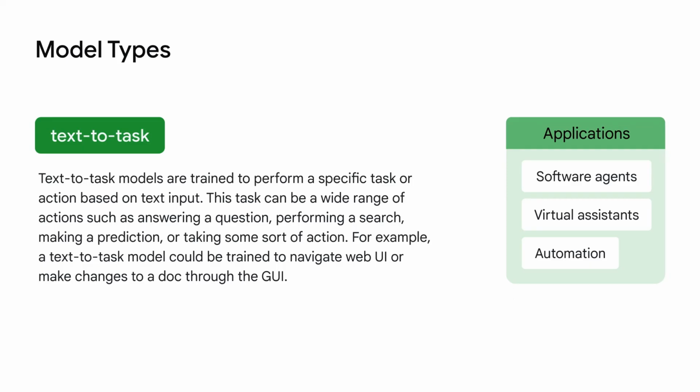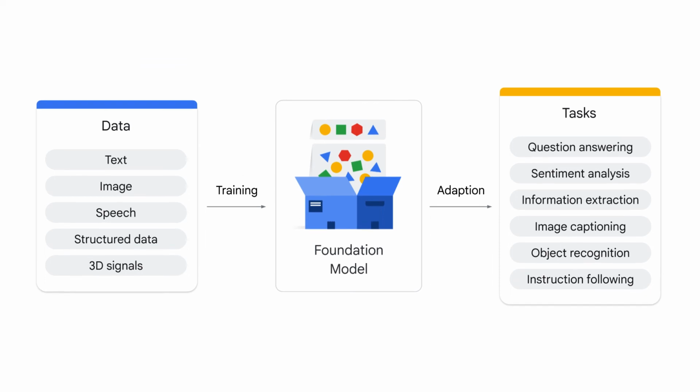For example, a text-to-task model could be trained to navigate a web UI or make changes to a doc through the GUI. A foundation model is a large AI model pre-trained on a vast quantity of data designed to be adapted or fine-tuned to a wide range of downstream tasks, such as sentiment analysis, image captioning, and object recognition. Foundation models have the potential to revolutionize many industries, including healthcare, finance, and customer service. They can be used to detect fraud and provide personalized customer support.